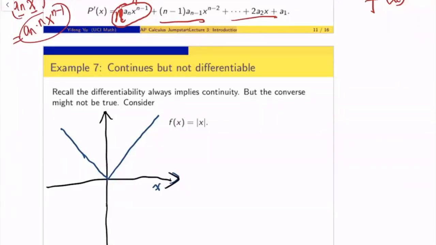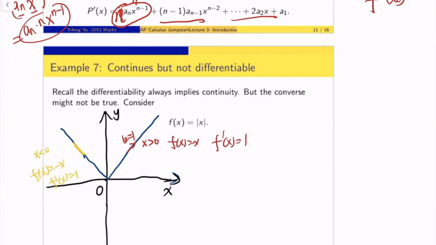So this is x, this is y, and this is zero. This is, of course, continuous, as we said before. Now, if x is positive, you just have f(x) equals x, and we know the derivative of this is just one. The slope is one. Now, when x is negative, f(x) is negative x, and the derivative is just negative one.